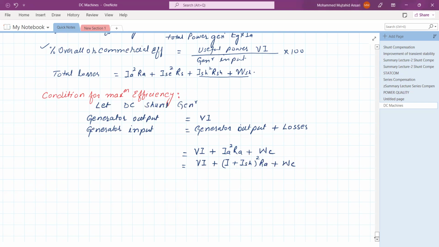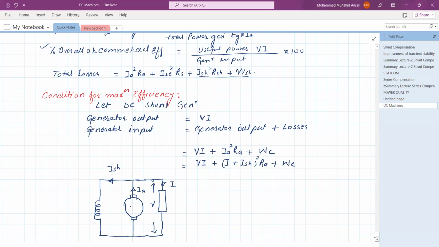we will draw the DC shunt generator, so it becomes easy to remember. So this is a DC generator whose terminal voltage is V. Current in the load circuit is I. Current delivered by the generator is IA. Current in the shunt field winding is ISH. This is RA. This is RSH. So IA is nothing but I plus ISH.